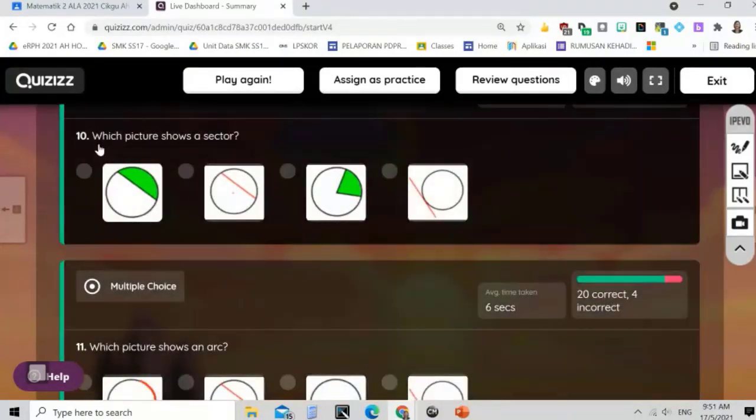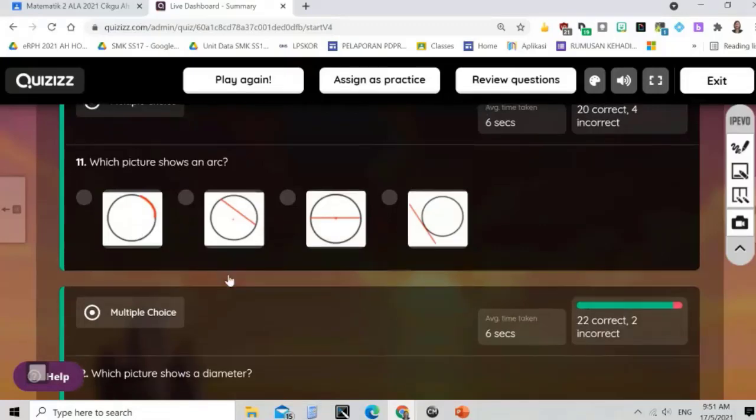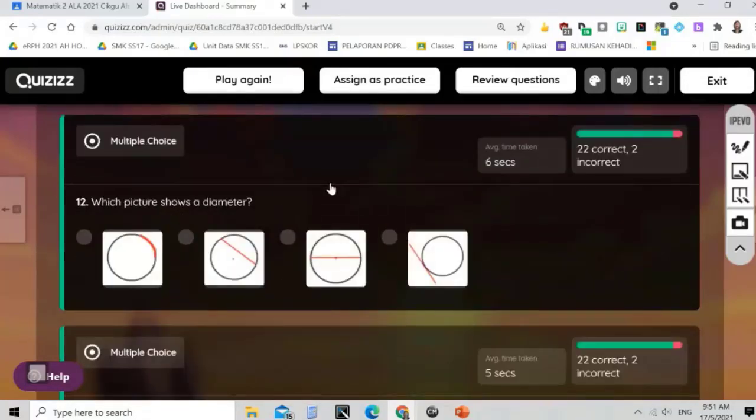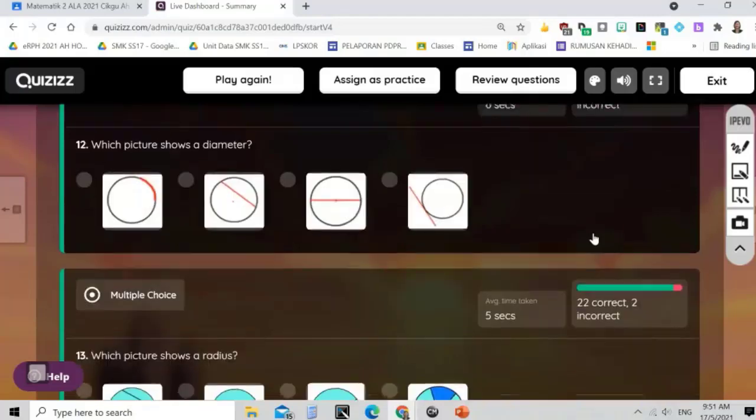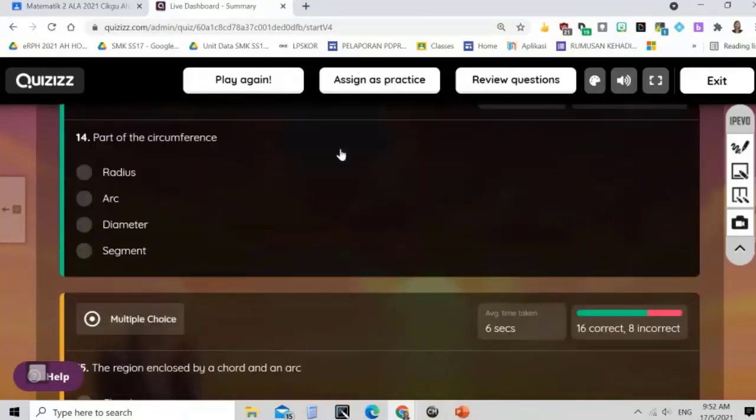Which one shows a sector? Third picture. Third picture. Okay, 11. Which one shows arc? First picture. First one, okay, very easy. Diameter? Third picture. Okay, third picture. 13. So radius. Third picture. Third picture, okay.